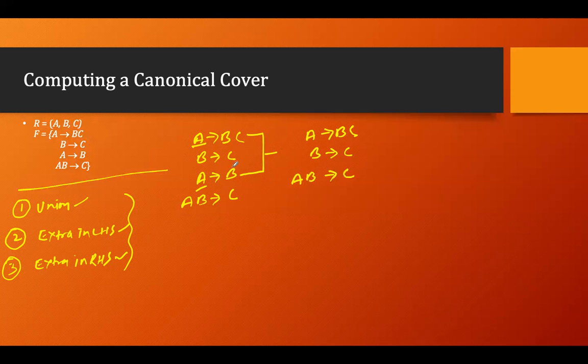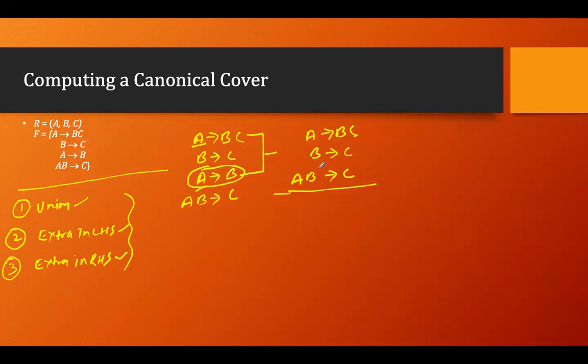So what do you understand? We understand that A determine B is of no use, right? We make a union of it. When we make a union, we'll have BC union B, so we'll get BC. Now this is the functional dependency set. In these functional dependencies, we'll check whether the left hand side has anything extra or not.